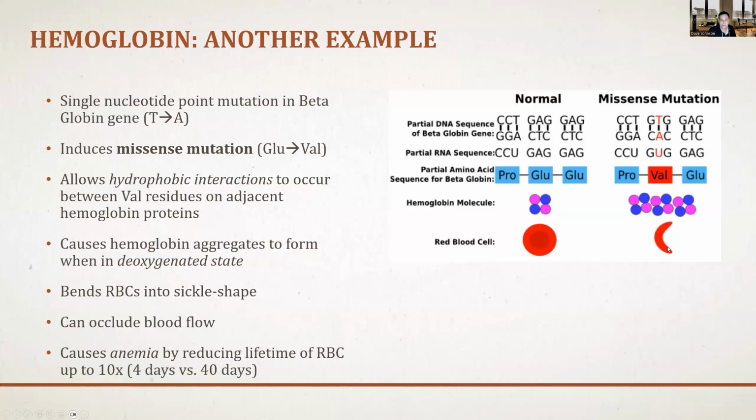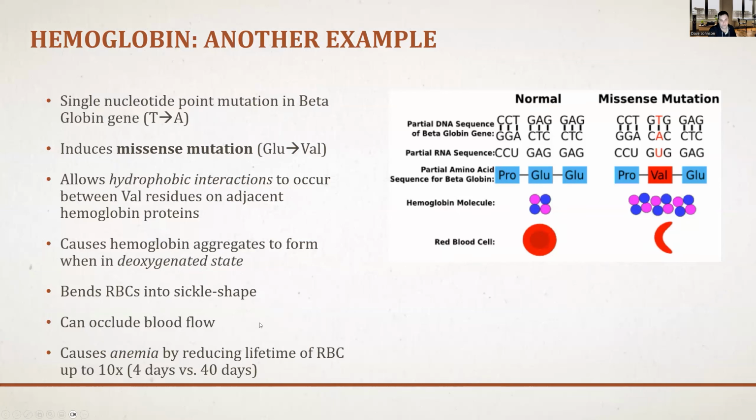These sickle-shaped red blood cells can no longer transport gases. No carbon dioxide, no oxygen. They're kinked in a way. And the other problem is these kinked red blood cells can also block blood vessels. So what ends up happening? Well, because this happens so frequently, it reduces the lifetime of the average red blood cell by about tenfold.